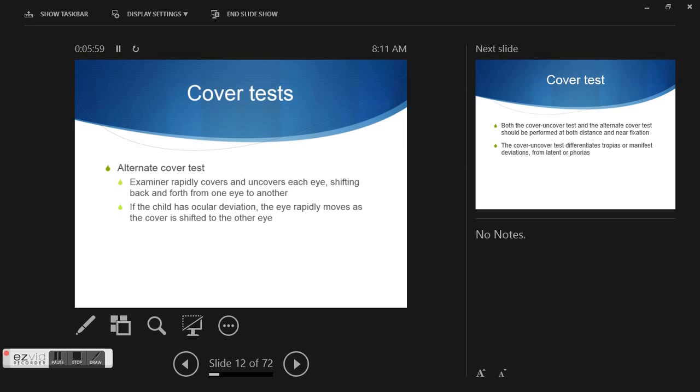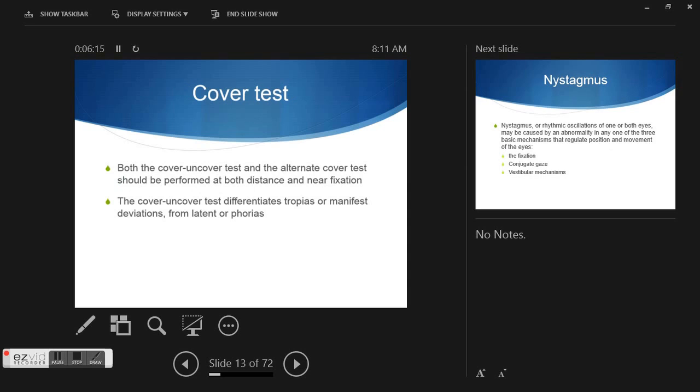Another test is the alternate cover test, and that's when the examiner rapidly covers and uncovers each eye, shifting back and forth from one eye to another. And then if the child has ocular deviation, the eye rapidly moves as the cover is shifted to the other eye.